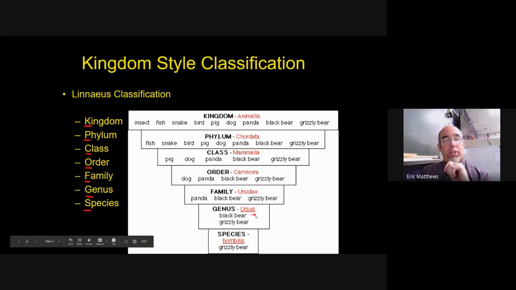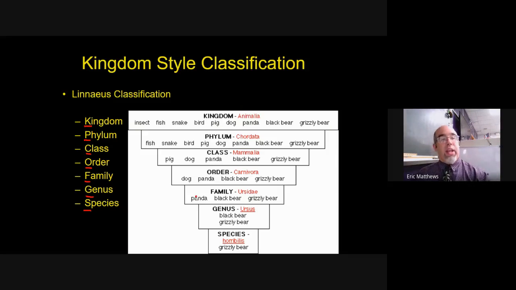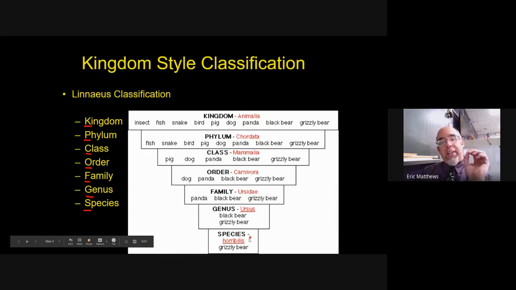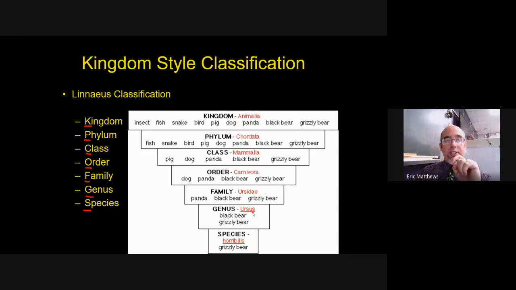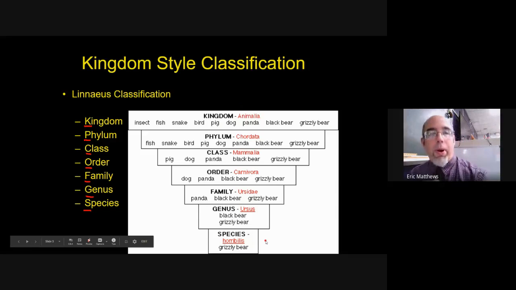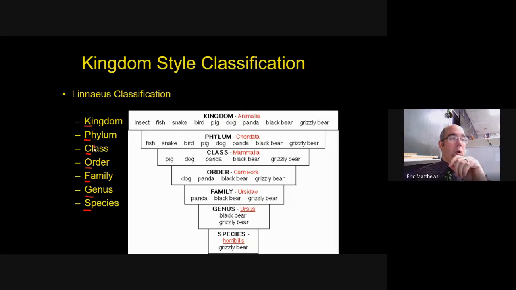Then the genus Ursus will limit out the panda bear because it's so distantly related. And then finally, if we're looking for the grizzly bear, this is what gives us our binomial nomenclature. It is the genus Ursus and the species horribilis. So the grizzly bear is Ursus horribilis. That's its two-part name. Now, you will need to know these in order.